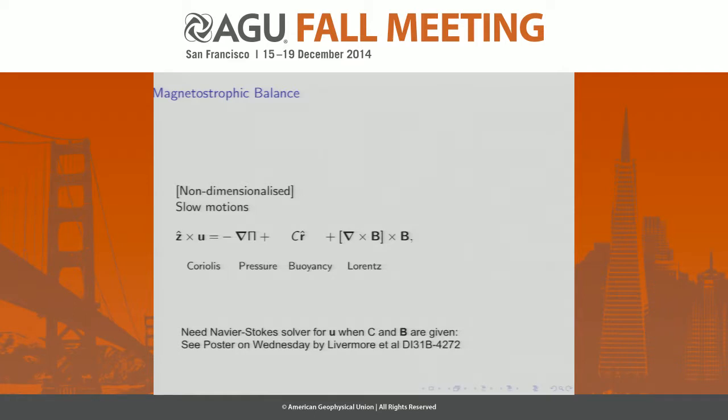And as Paul said, you can always just solve for U if everything else on the right-hand side is given, and indeed you need a Navier-Stokes solver. And if you want to learn about how we do that, there's a paper by Livermore et al. on Wednesday that you can go and look at. So in principle, this is a fairly straightforward thing to do. We work again in a whole sphere. There's no inner core in these models. Inner cores are way too advanced for where we are at the moment.